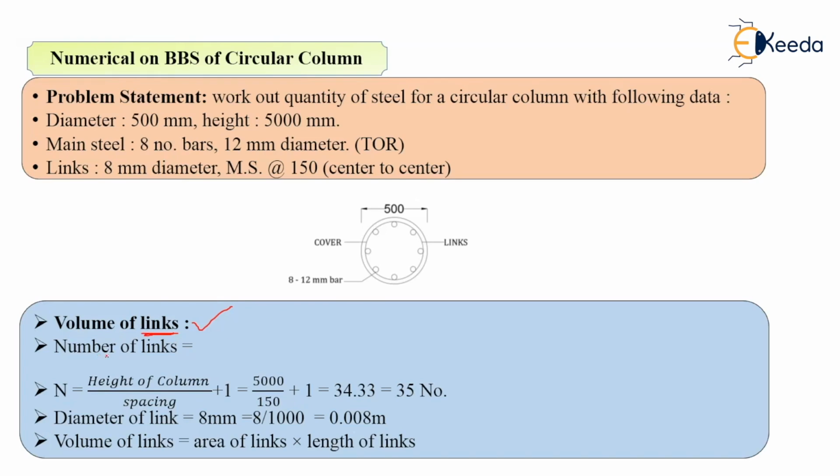So first I will calculate number of links, because they have not given the number of links. So what will be the formula? It will be very simple. We have taken this same type of numerical in the beam. In the beam, we have calculated it by the same formula. So the number of links will be height of column divided by spacing plus 1.